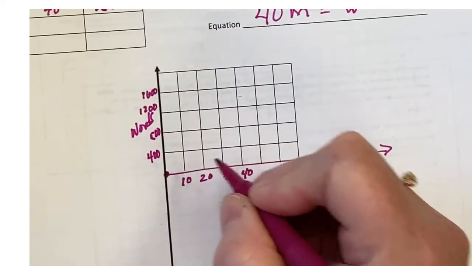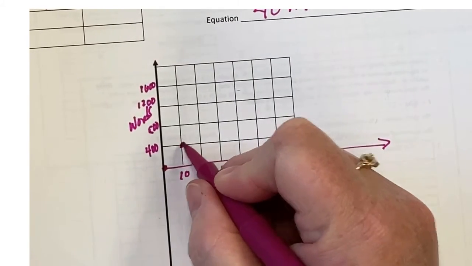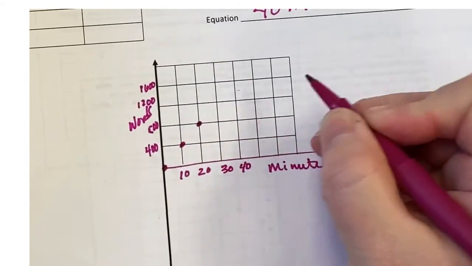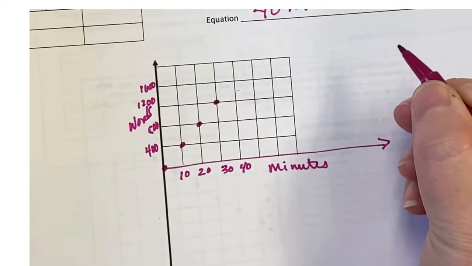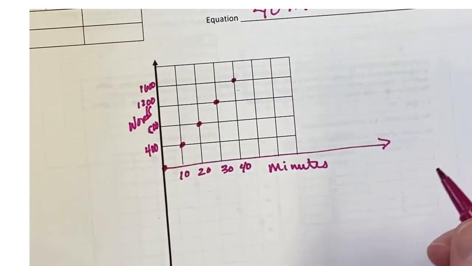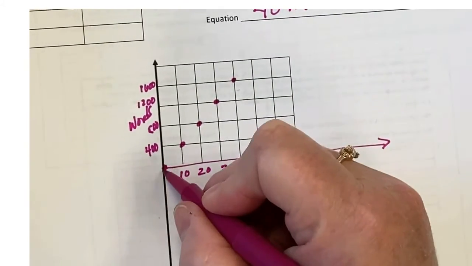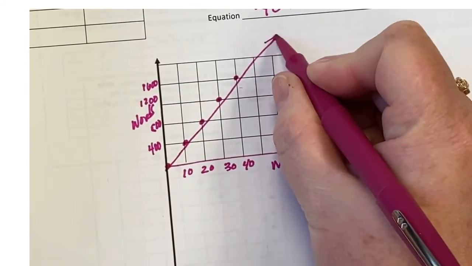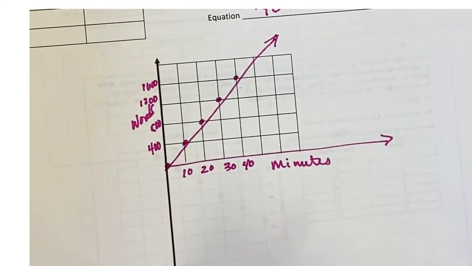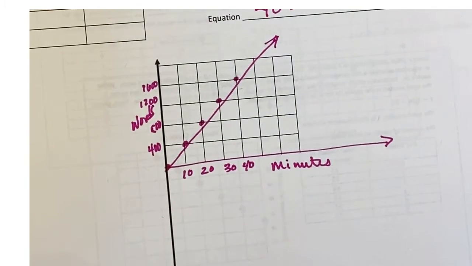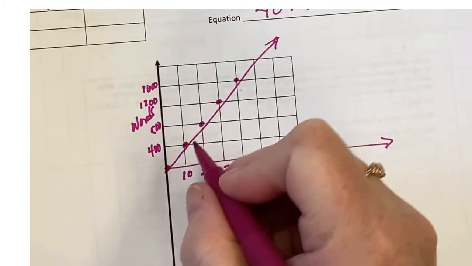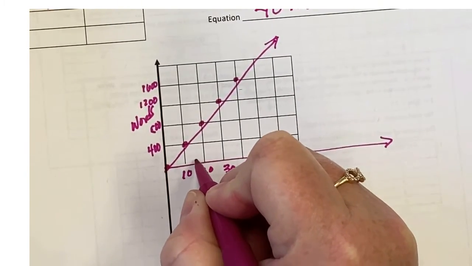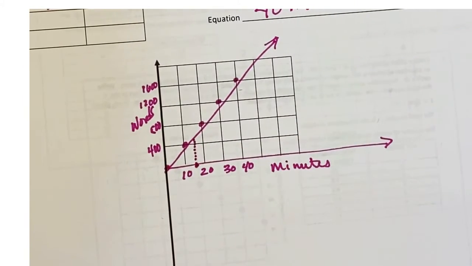So at 0 minutes, 0 words. 10 minutes, 400 words. 20 minutes, 800. 30 minutes, 1,200, and 40 minutes with a huge cramp in his hand would be, and I should have used a ruler. Okay, all comes together. And so let's say that he only had 15 minutes to do some work. How many words do you think he would type? Give me an estimation.